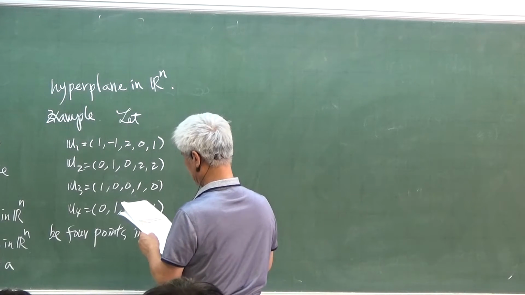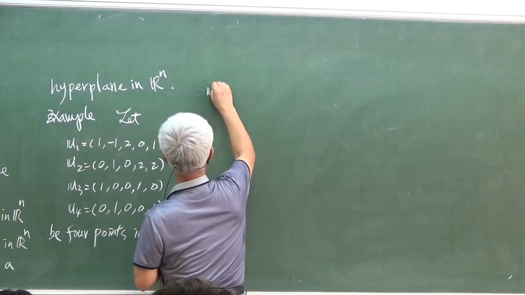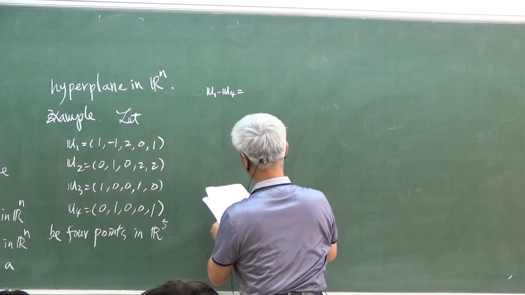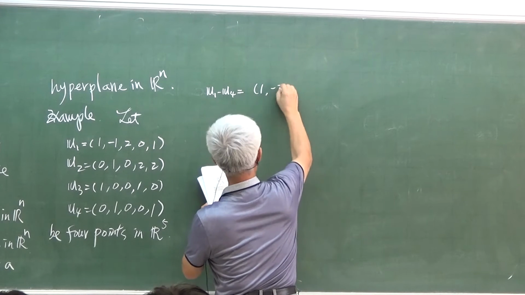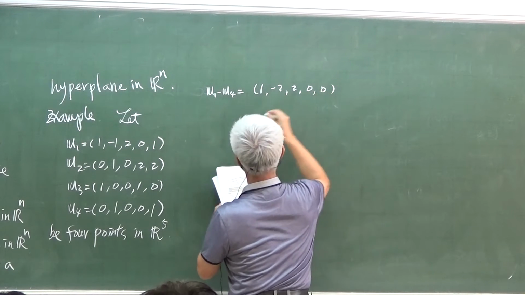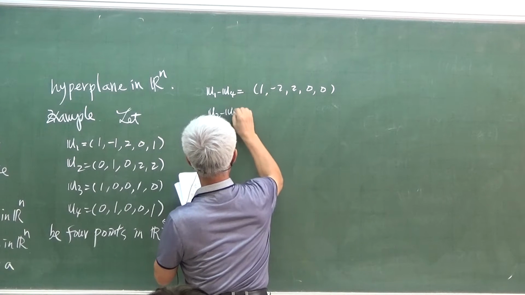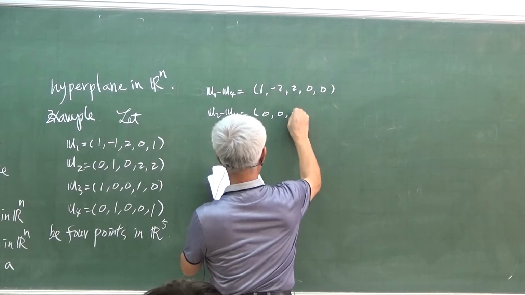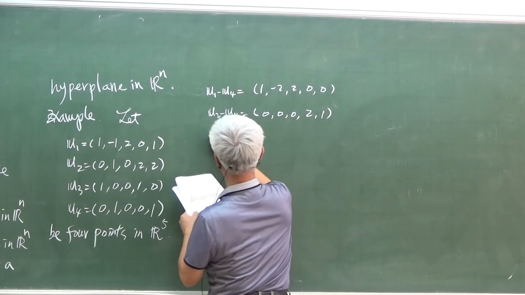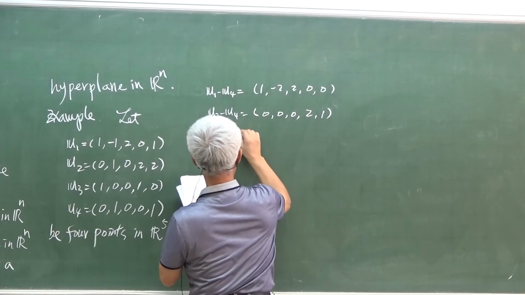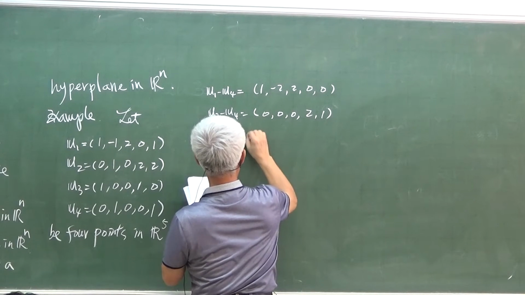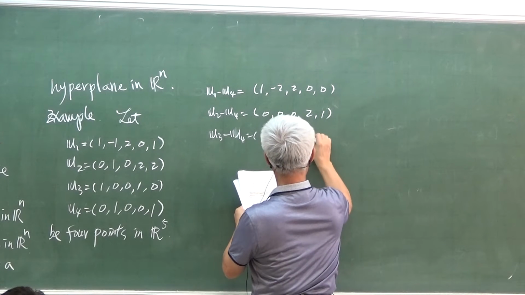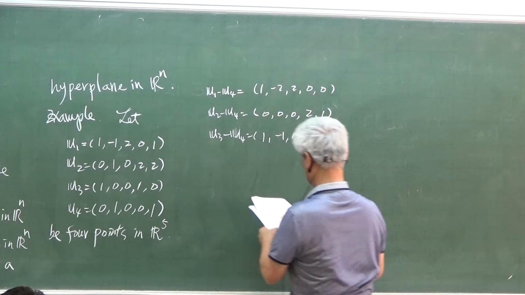Now we look at the difference vectors. So U1 minus U4, we get (1, minus 2, 2, 0, 0). U2 minus U4, we have (0, 0, 0, minus 1). And U3 minus U4 equal to (1, minus 1, 0, 1, minus 1).